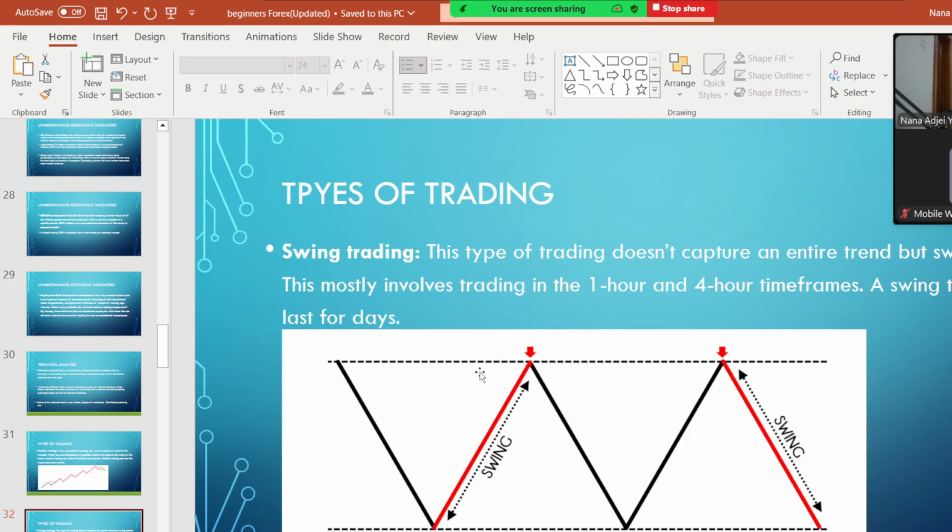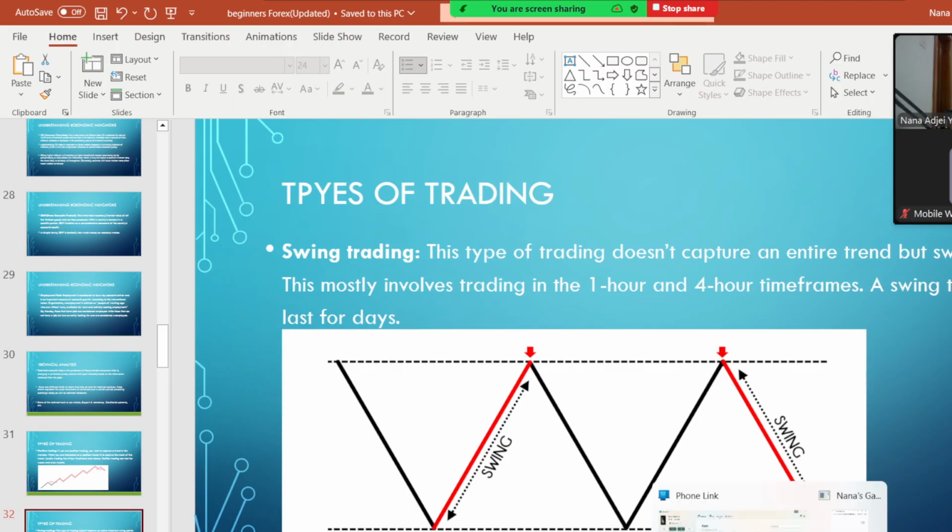Okay, so the swing traders are mostly trading in between the 1-hour and the 4-hour time frames. Mostly they look at the overall trend on the daily, scale down to the 4-hour for entries, and then sometimes the 1-hour, and they try to capture an entire swing of the market.